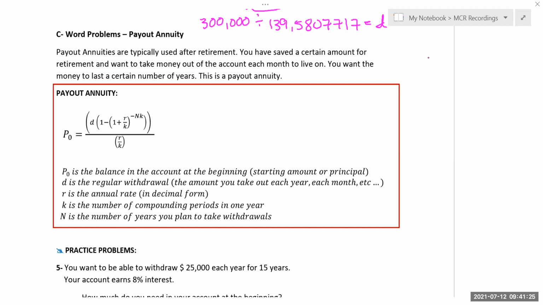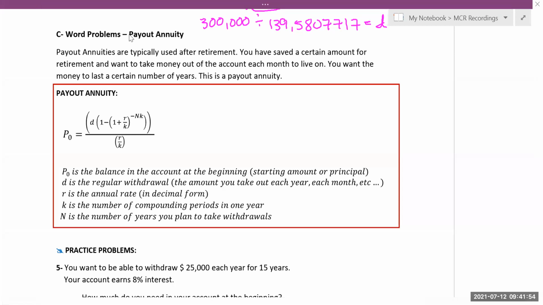So we know an annuity is something that you put money in over time or you withdraw money from over time. So that's what a payout annuity is. They're typically used after retirement or on a fund note if you have a lottery lump sum that you want to take out over time. So with the retirement idea, you might take out money each month to live on. You want the money to last a certain number of years. So you want to figure out how much you can regularly withdraw or how much you needed to save up.